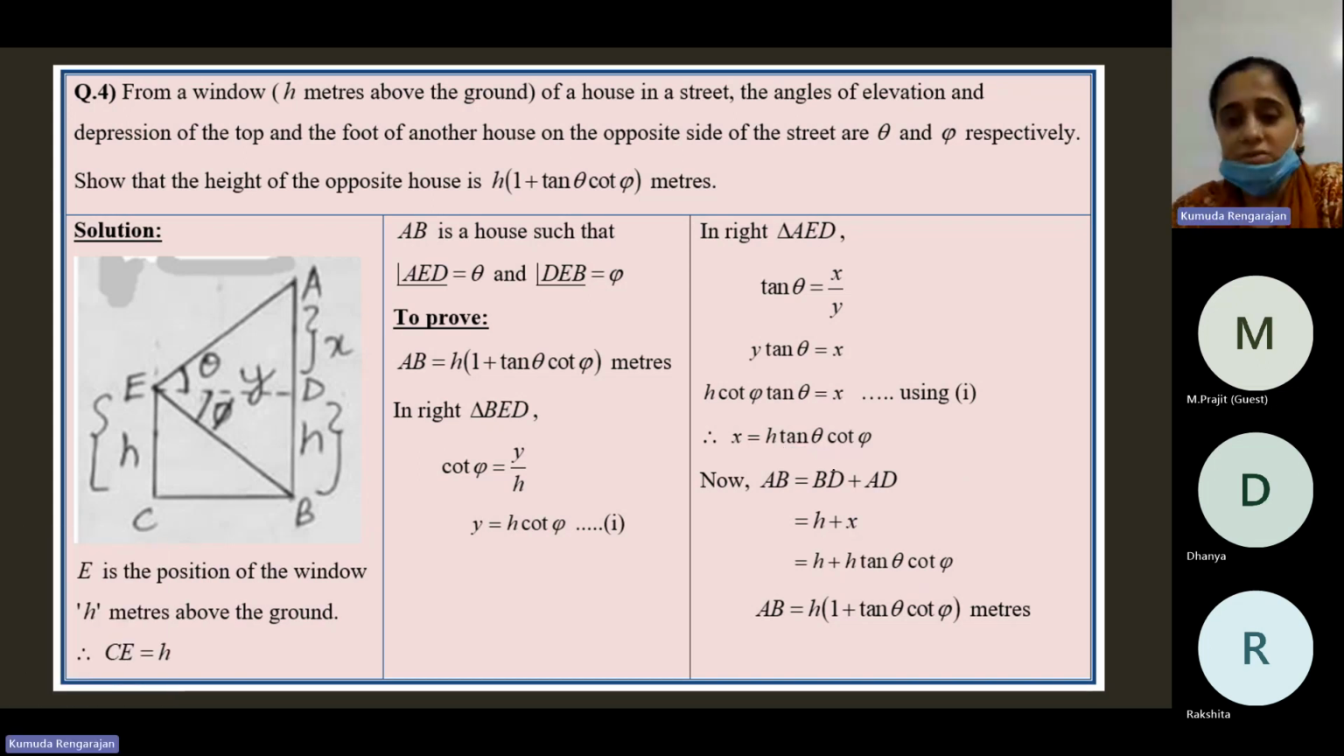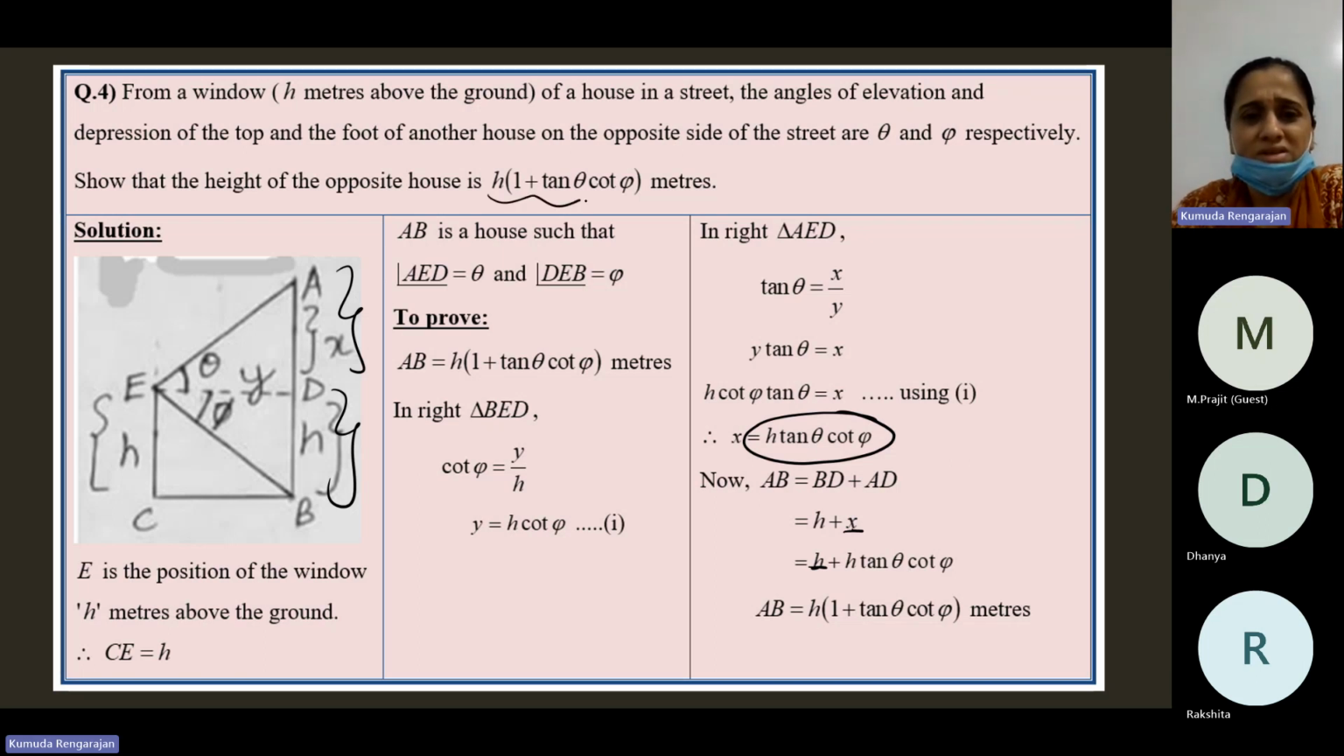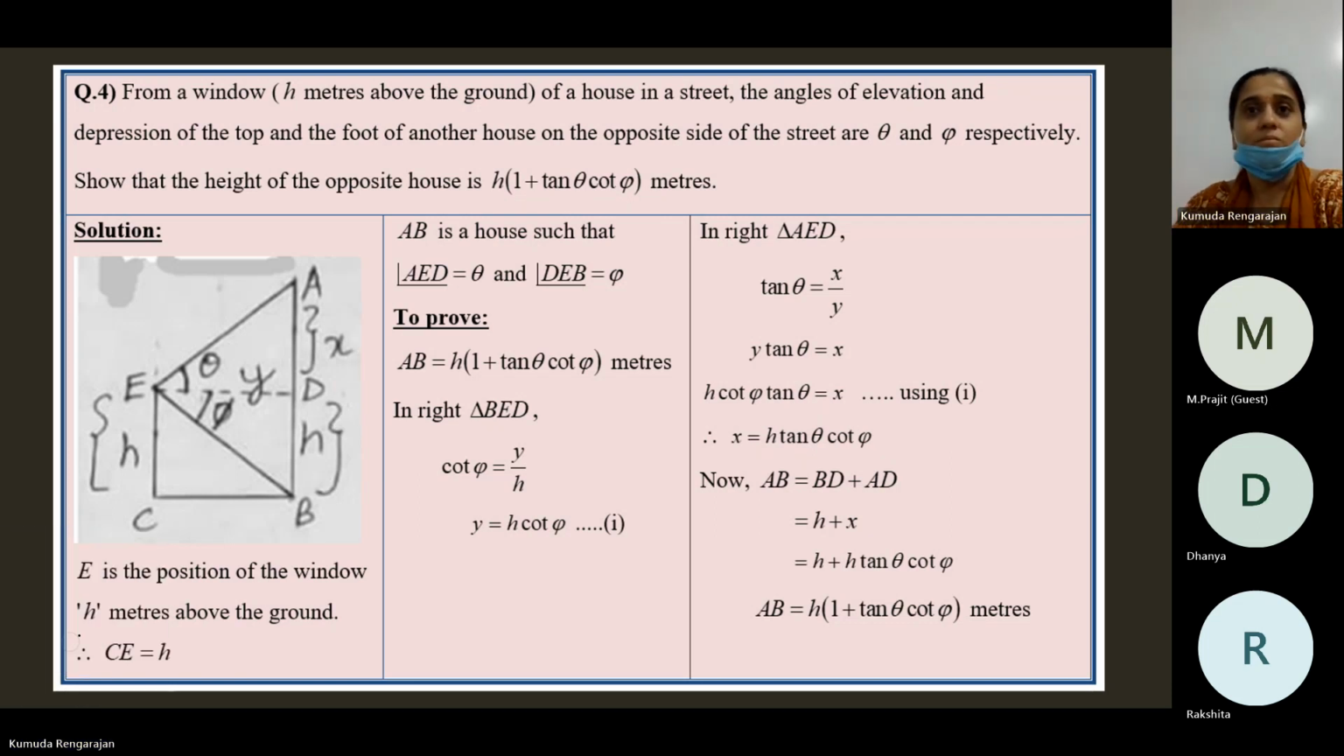Yeah, Chitra. So AB is BD plus AD, that is h plus x. H let it remain. X is what? This one. H tan theta cot phi. Then you'll have to take out h common because that's how it's in the final result here. Take out h common and then 1 plus tan theta cot phi meters. Is that fine, children?